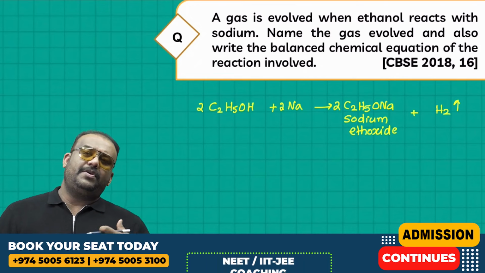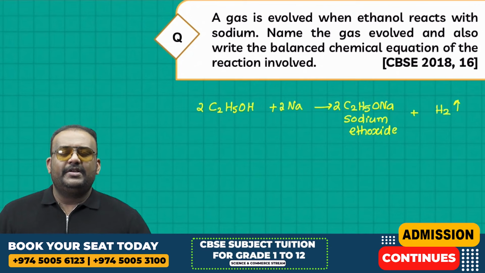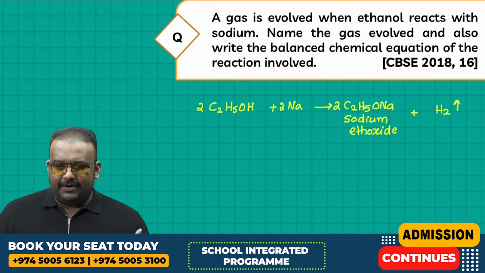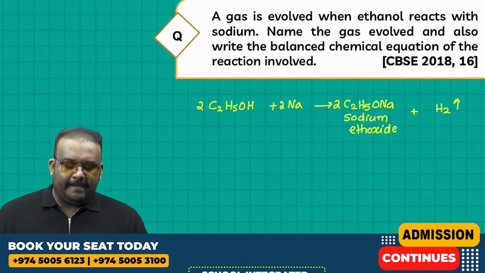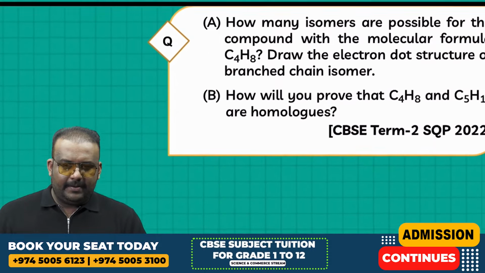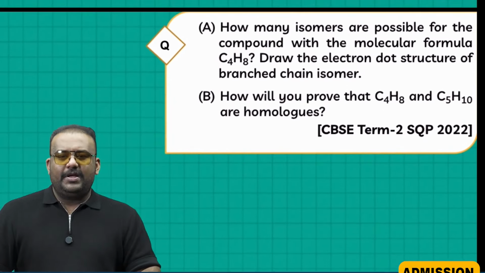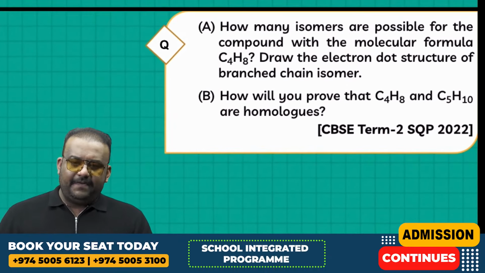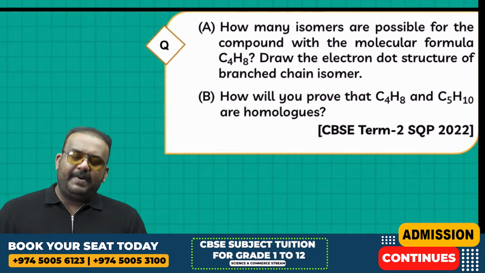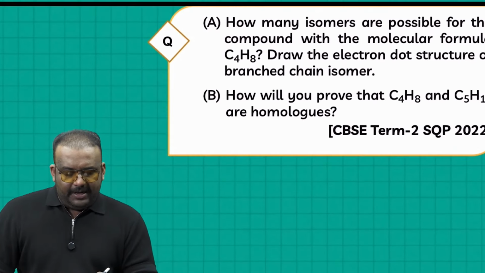So we can say when ethanol reacts with sodium, it forms sodium ethoxide and a gas is liberated, and that gas is hydrogen. So the bubbles that carry this gas, when brought near a matchstick, will burn with a pop sound, right? Okay. Now, let's go on to the next question. How many isomers are possible for the compound with the molecular formula C4H8? Draw the electron dot structure of the branched chain isomer.